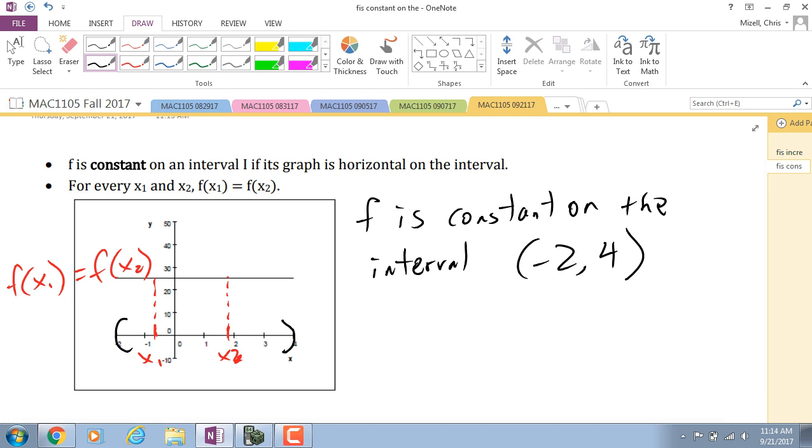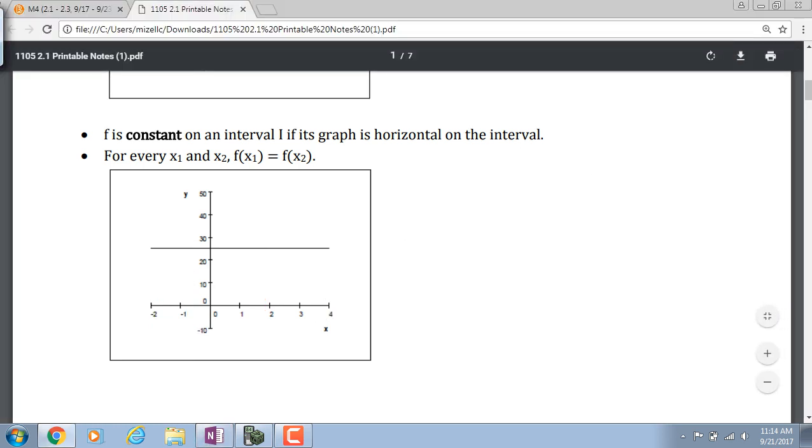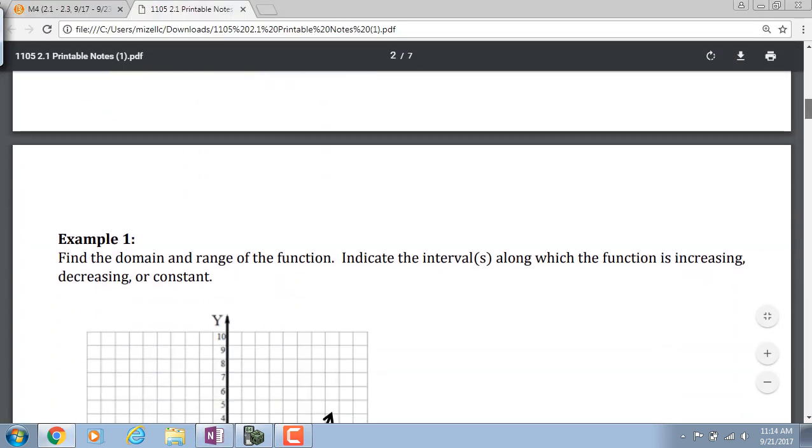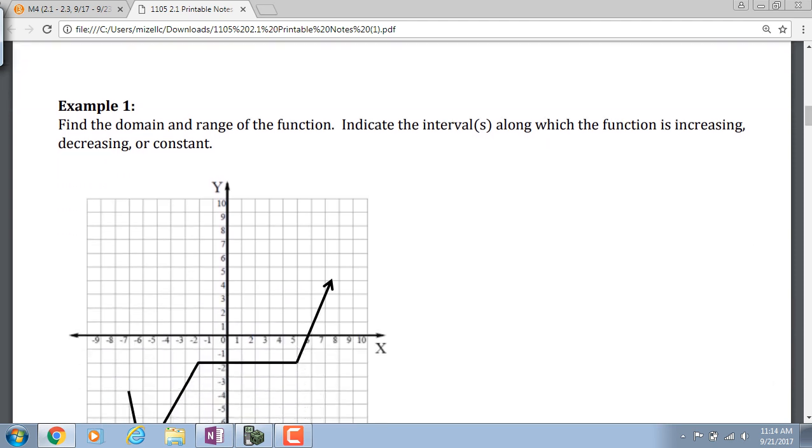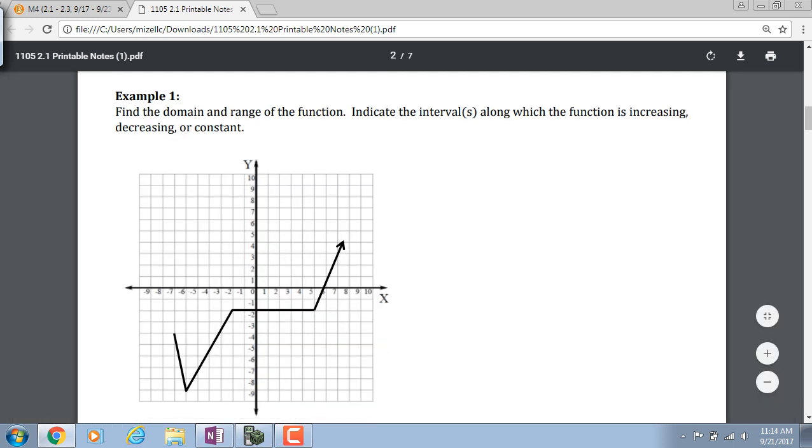I've got some examples. Does this seem simple enough? It's rising, it's falling, it's going straight across. It's increasing, it's decreasing, it's constant. Because the examples are going to ask us where. Where? What's the interval where it's happening?